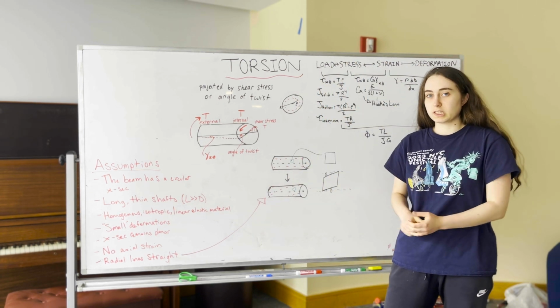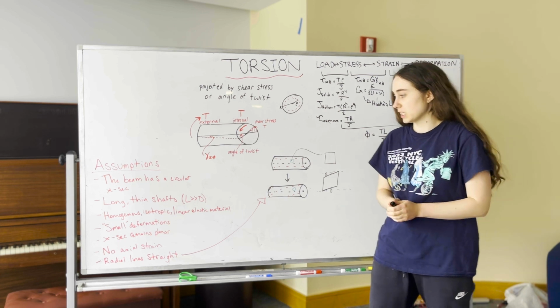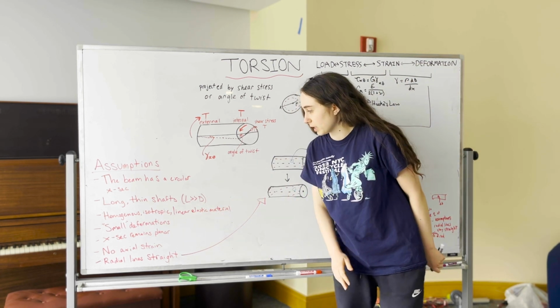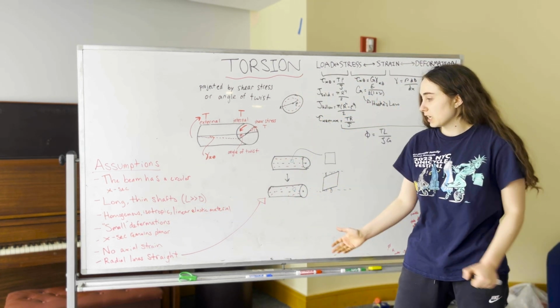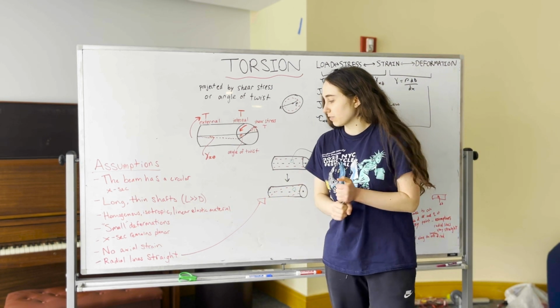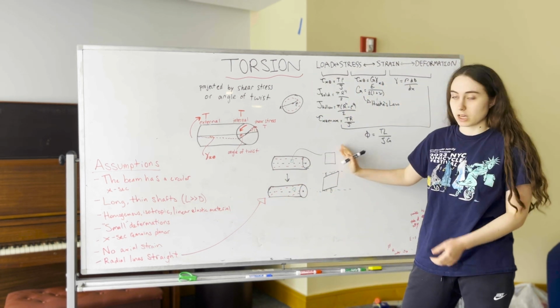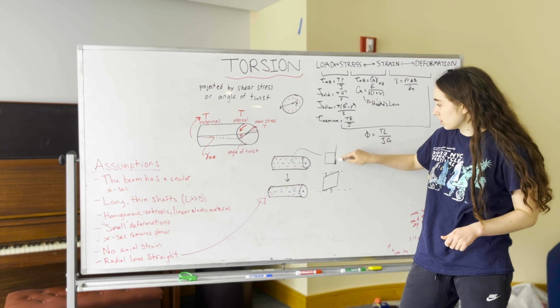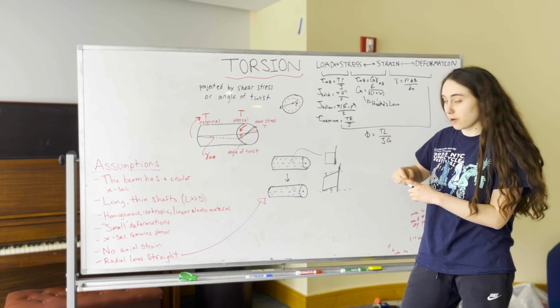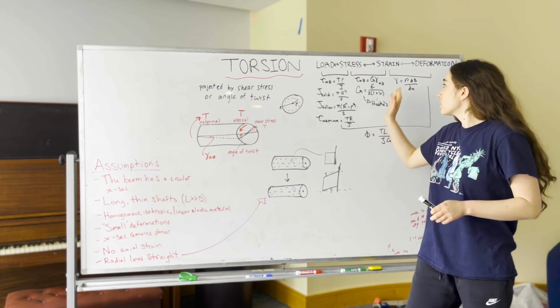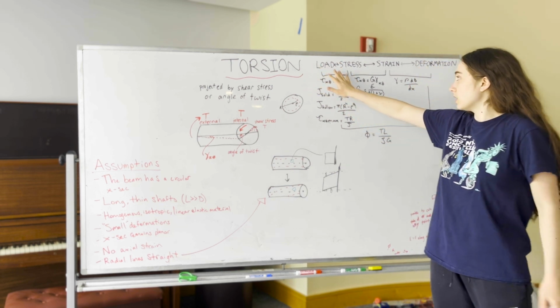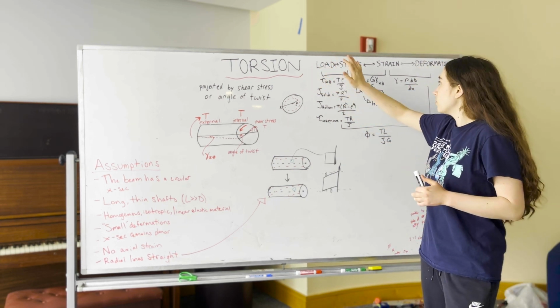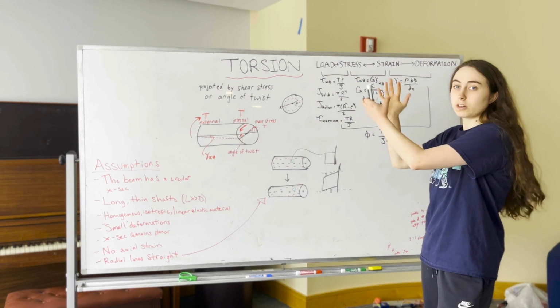There are small deformations. We're not looking at huge deformations here. And the x-section remains planar, as I'm explaining here. There's no axial strain, and the radial lines stay straight, as this example shows of this line staying straight after that load is applied. So when you look at the equations, it goes from load to stress, strain, and deformation, and they're all related.